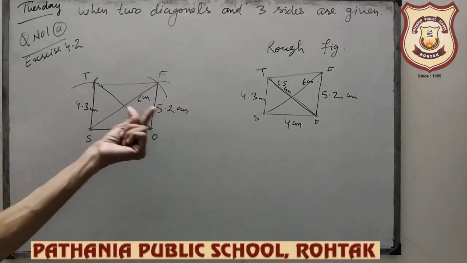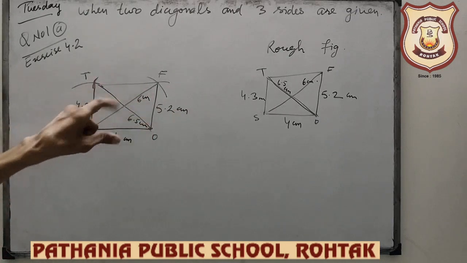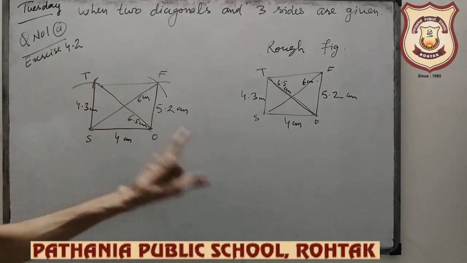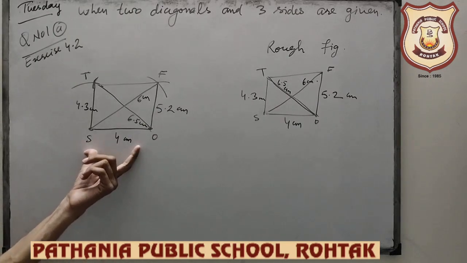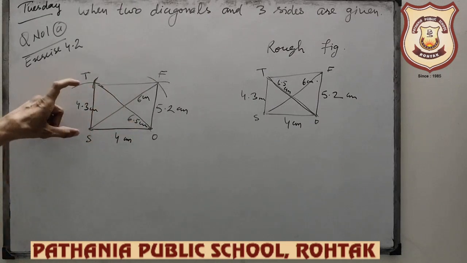Must write the given measurement on the side. Whichever side's length is given, must mention that and write the steps of construction also. What is step 1? Draw a line segment SO of 4 centimeter. Step 2, you can take any.